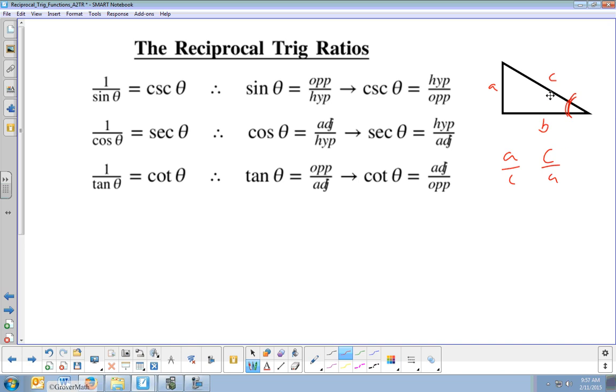What if I wanted to do hypotenuse over opposite? Why does it have to be opposite over hypotenuse? And the answer is that it doesn't. So it's the reciprocal of opposite over hypotenuse, hypotenuse over opposite from this angle's perspective. But there's actually more than sine, cosine, and tangent. There's more ways to pair these 3 sides.